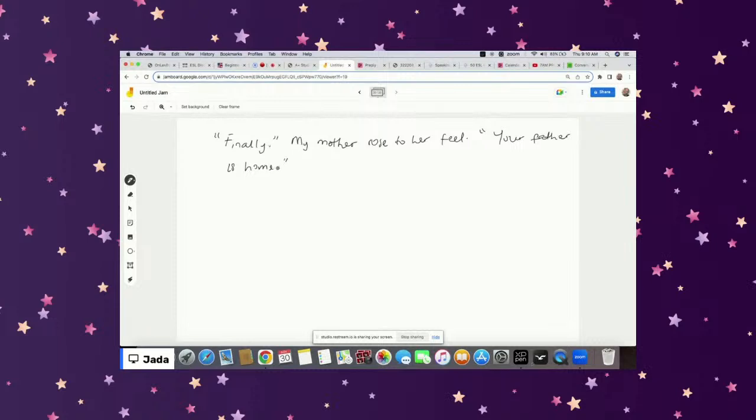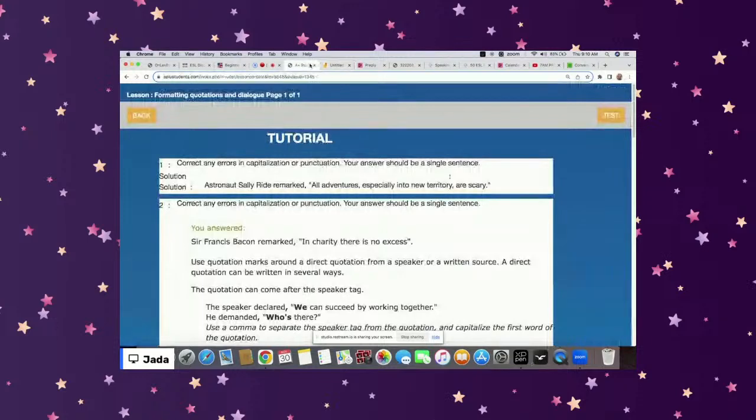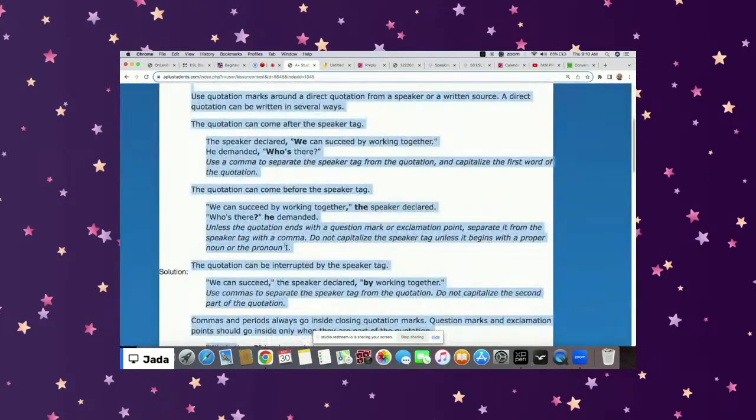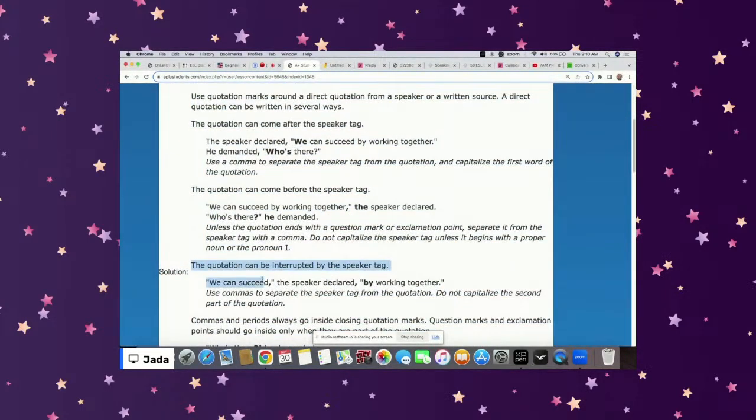Okay. So now this one is the one that comes interrupted. This is an example also of the quotations that are interrupted, just like the one that we had here. "We can succeed," the speaker declared, "by working together." So that is an interrupted quotation. Okay.